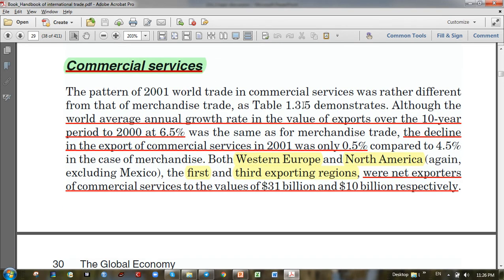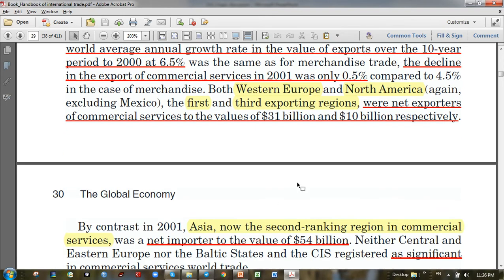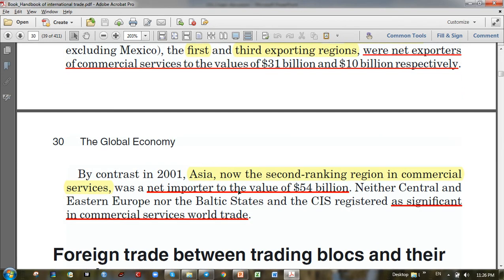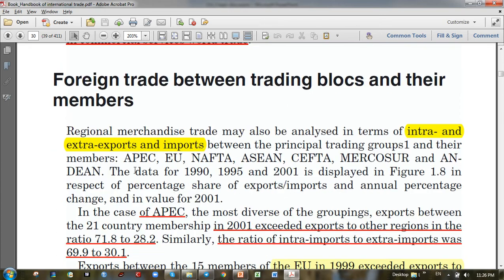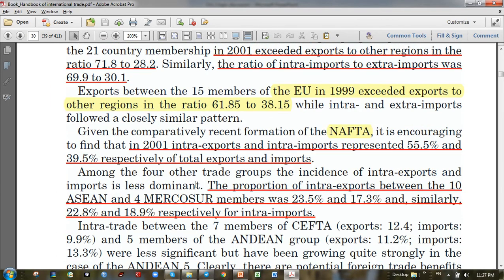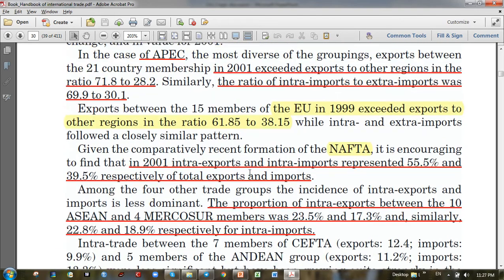Commercial service is a short passage or short paragraph. If you think it's not enough, you can go to other sources in order to add some more data or more information to make your answer better. The third point, objective: foreign trade between trading blocks and their members. Okay, so you have 3 questions here. When you read this one, you can find 3 questions here.